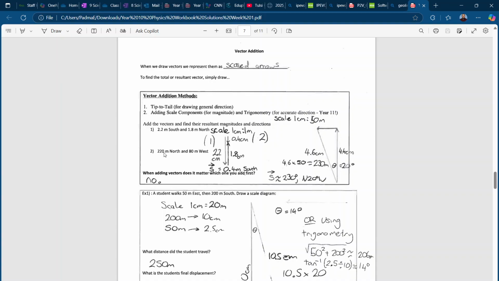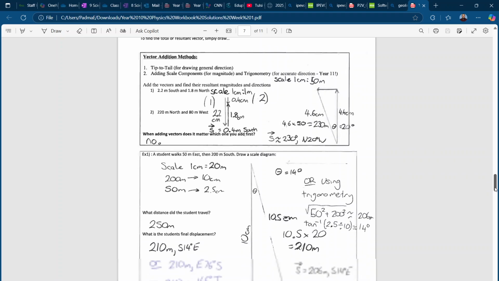So the second example, we got 220 meters north and 80 meters west. You need to draw that as a scale diagram, which we're going to demonstrate in a minute. And you can see here I've drawn that at a scale of 1 to 50, converting centimeters to meters. So that's 4.4 centimeters. I don't remember what I wrote there. It doesn't look like I've written it down, but the resultant vector goes up to the left there, and I measured that angle as 20 degrees. Okay, so let's go through an example so you can watch how this process is done.